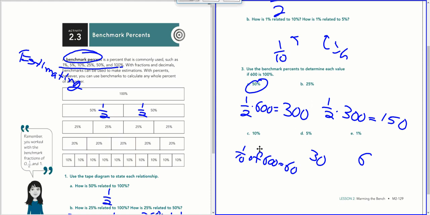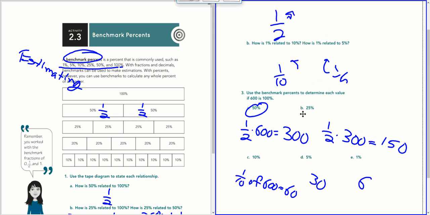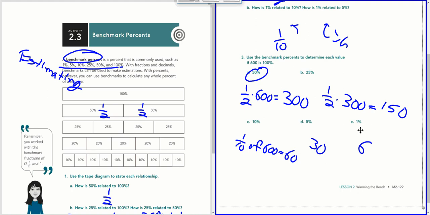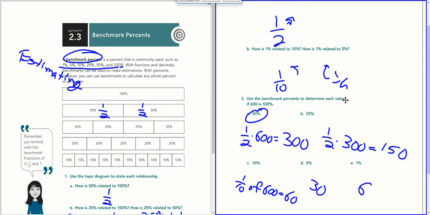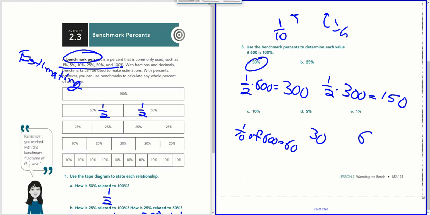10% of 600 is 60, and 5% of 600 is 30. And you might just divide it in half because half of 10% is 5%. We learned that up here. And 1% of 600 is 6. So now I think we can move to the next page.